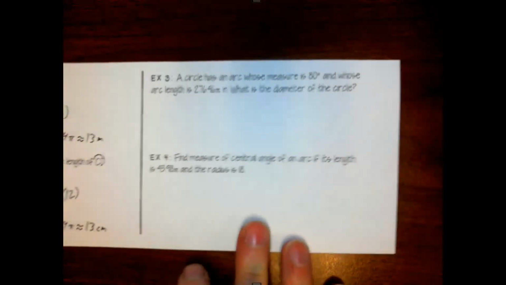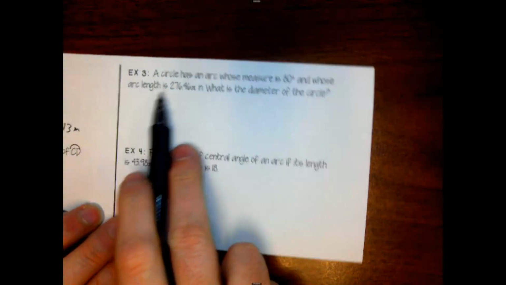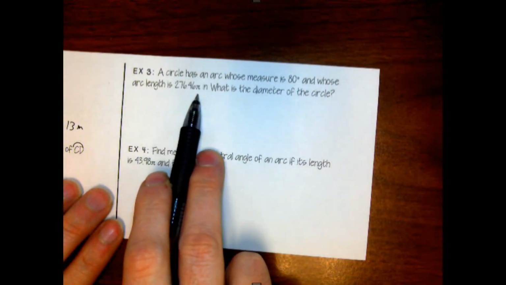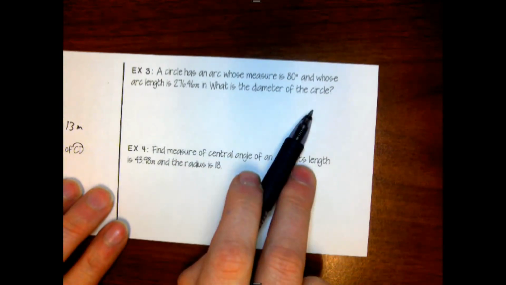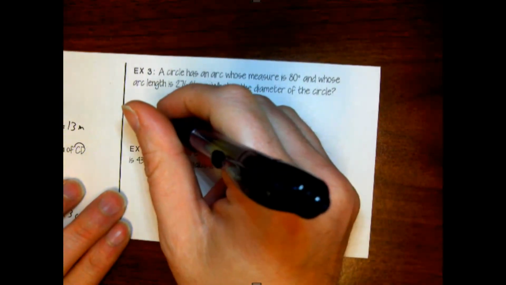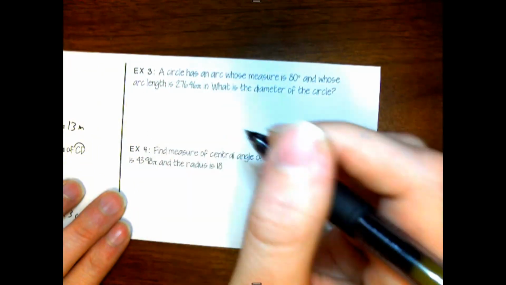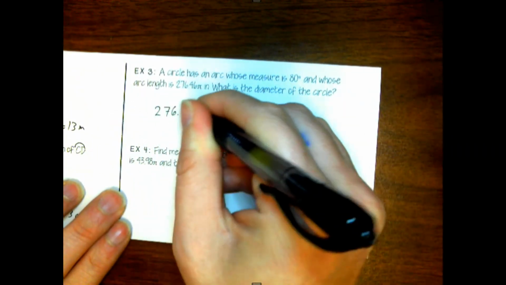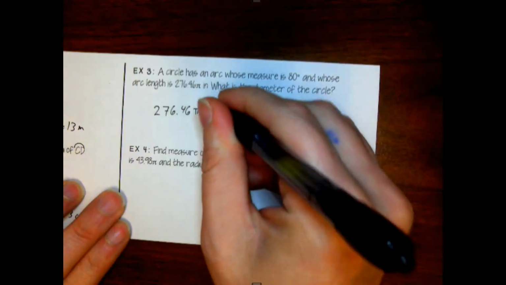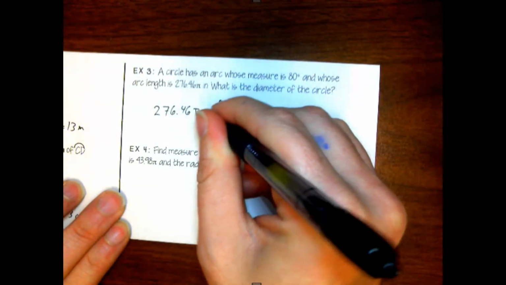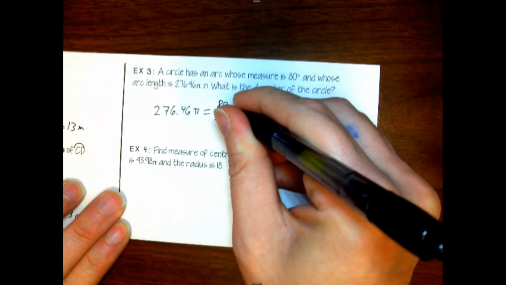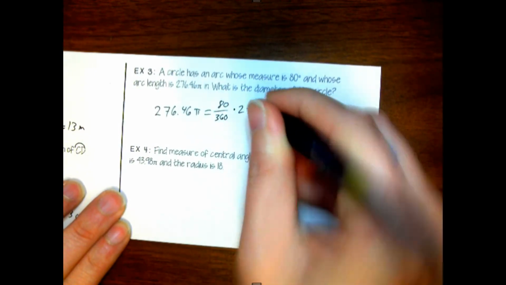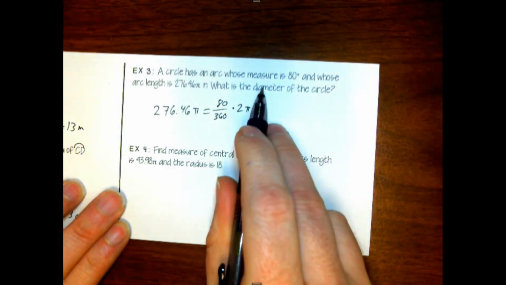Okay, what if we don't have a picture to go on? A circle has an arc with a measure of 80 degrees, whose arc length is 276.46 pi inches. What is the diameter of the circle? Okay, so let's fill out my formula. I know the arc length, which they just told me is 276.46 pi, equals the angle, which is 80, over 360, times 2 pi, and then times the radius. And this is what I'm looking for because I need the radius to find the diameter.